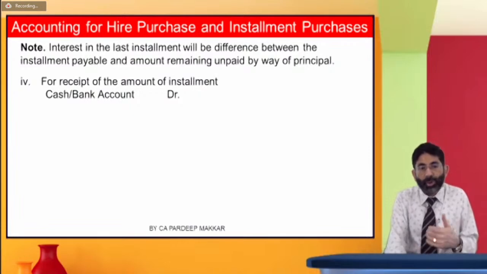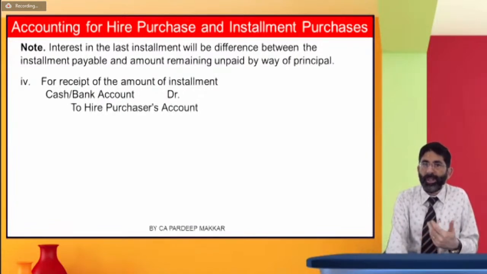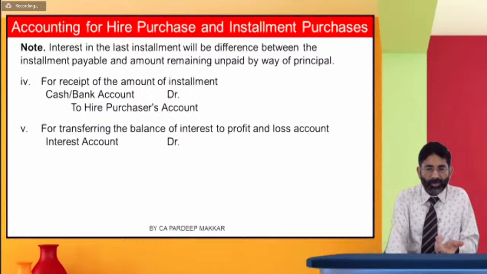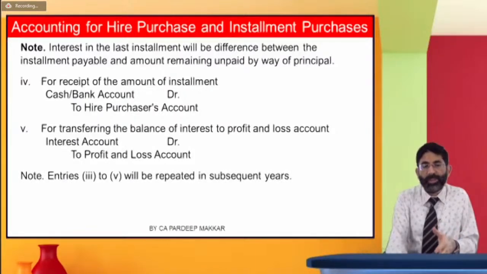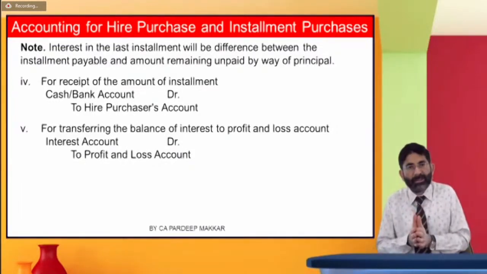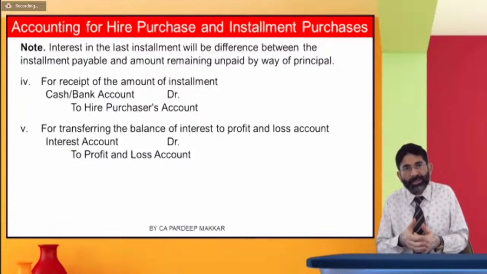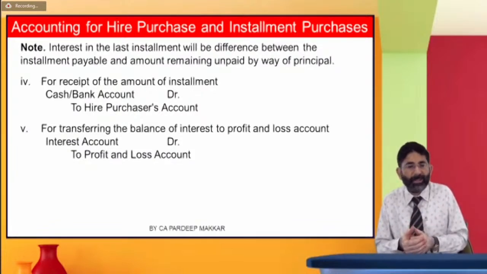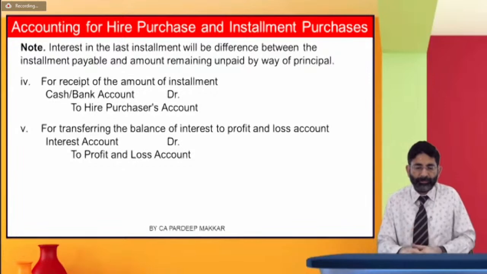So when installment is received, entry is very simple: bank account debit to A. When the interest is transferred, there will be no depreciation here at all, because this is not our asset. So interest income is there, that will be transferred to P&L account. Entry is interest account debit to profit or loss account.